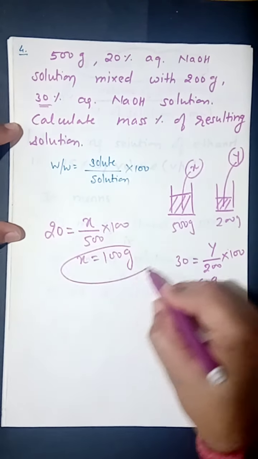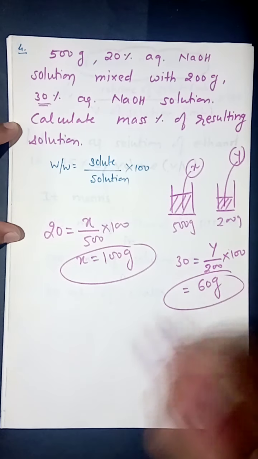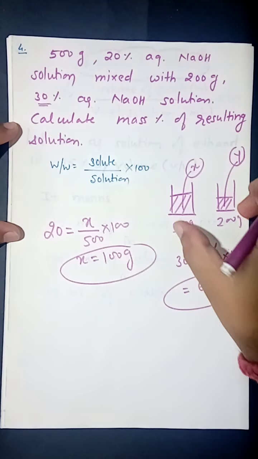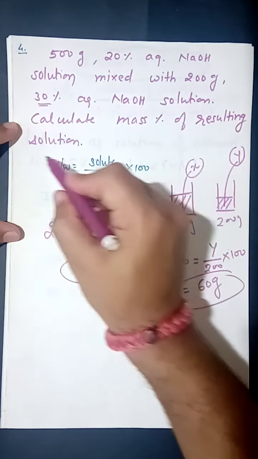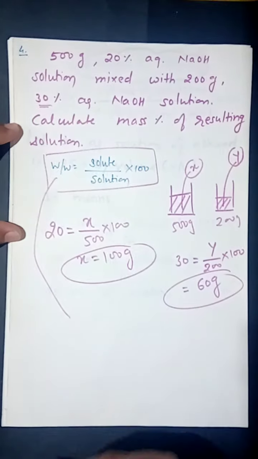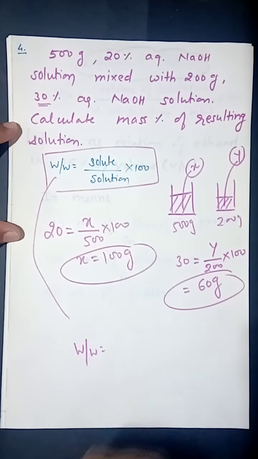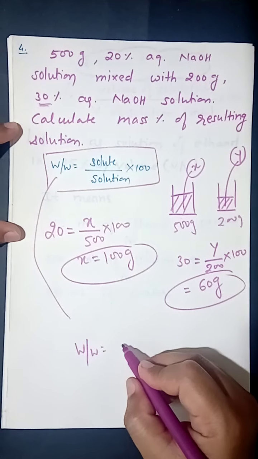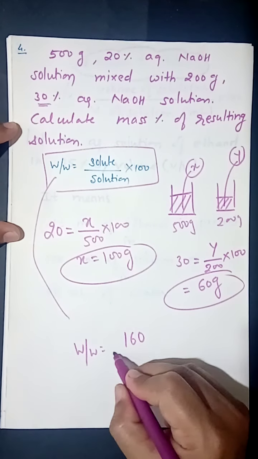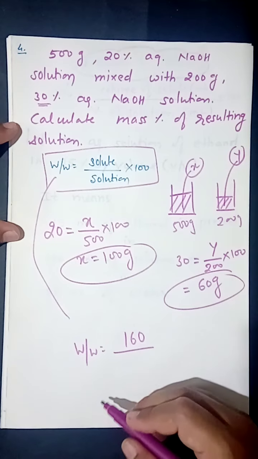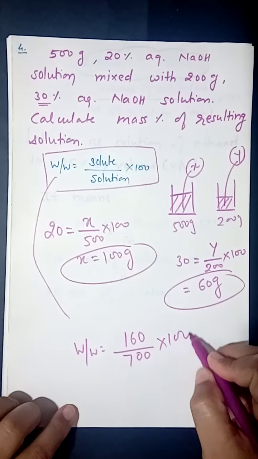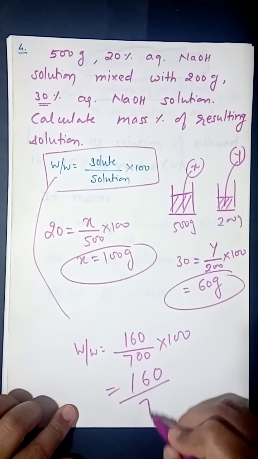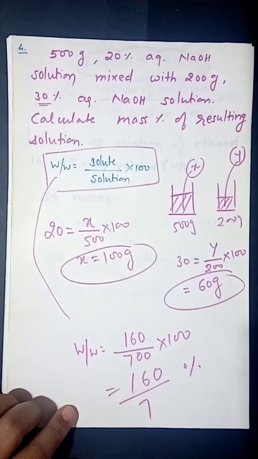So in the first solution solute is 100, in the second solution solute is 60. When you mix these two solutions, it means total solute becomes 100 plus 60. Use the same formula once again to get the mass percent of the final solution. Mass percent equals mass of solute which is 100 plus 60, that is 160, upon mass of solution 500 plus 200 equals 700, into 100. If you solve it, it is 160 upon 7. Solve it, and this is the percentage in the final solution.